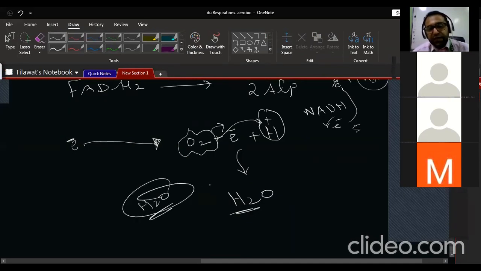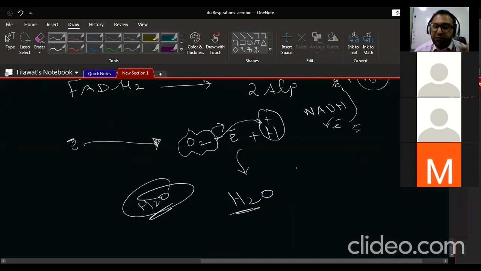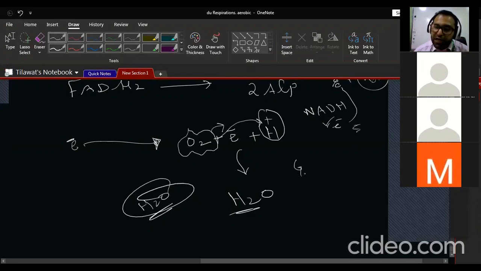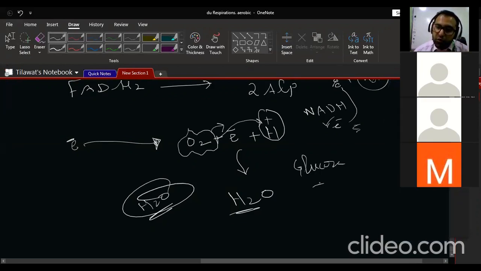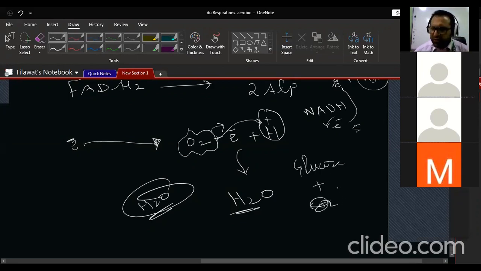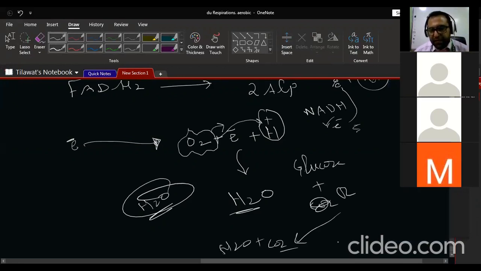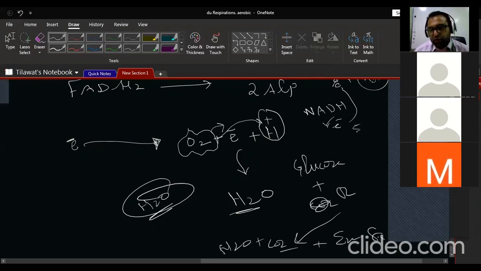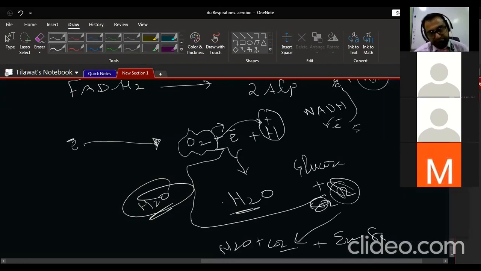That's why whenever we write the reaction for respiration, we write it like this: glucose plus oxygen gives you water plus carbon dioxide plus energy. So the function of this oxygen is to act as the final electron acceptor, and give you water at the end. I hope this is clear.